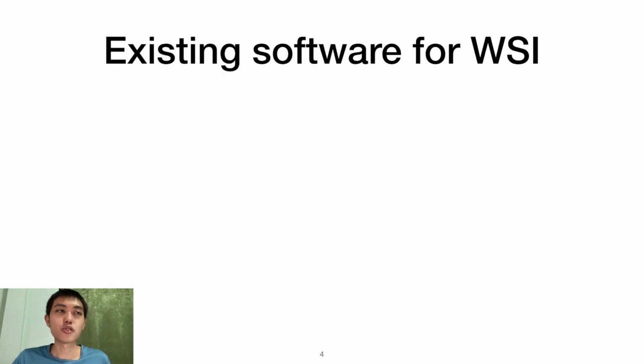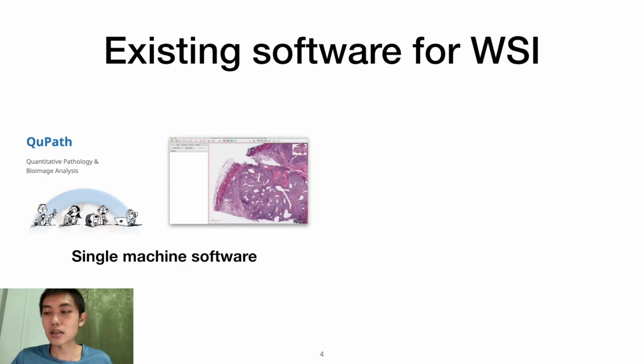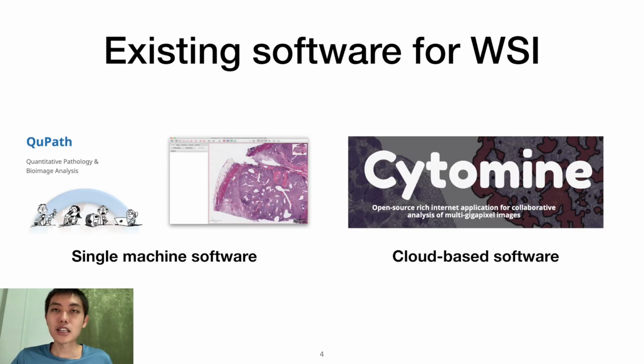Before the development of OpenHI, we have two existing software. First is QuPath, and the second one is Cytomine. QuPath is a single machine software, so when you install it on your machine, it will run locally. It has a lot of useful functions like annotation and analysis. However, it is not so easy if we use it collaboratively.